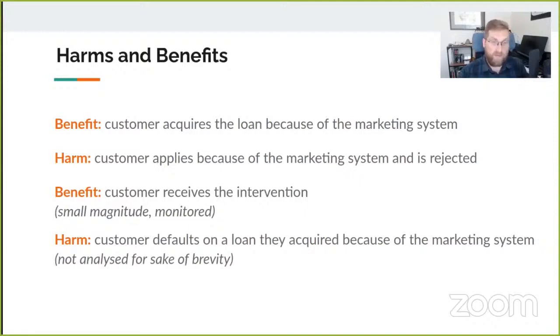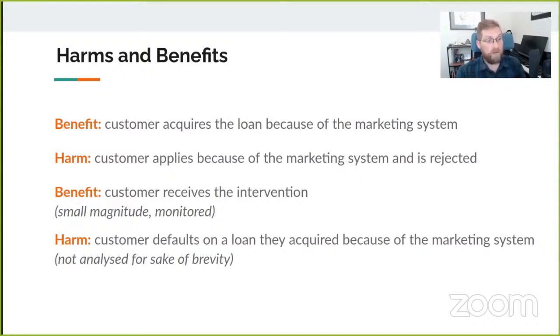So we note first a benefit for acquiring the loan because of the marketing system. Presumably the called customer, if they would not otherwise have acquired the loan, then the marketing system helped them acquire the loan. They wanted it presumably because they applied for it and received it. So they've accrued a benefit. There's a harm associated with applying for a loan because the marketing system convinced you to, but then being rejected. In some cases, a rejected application for a loan can go on a record and can make it more difficult in the future to obtain credit if you have a lot of rejected loan applications in your history. So this we associate with a harm.